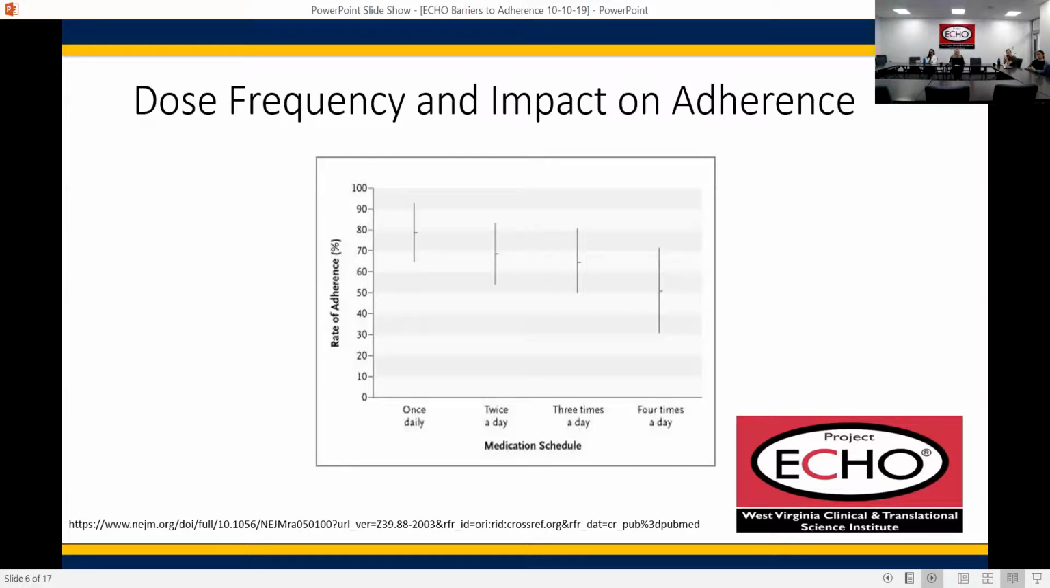So if you have any suspicion for a patient to be non-adherent because of forgetfulness, keep this in the back of your mind: a once a day option is going to be better than more than 1 time a day.